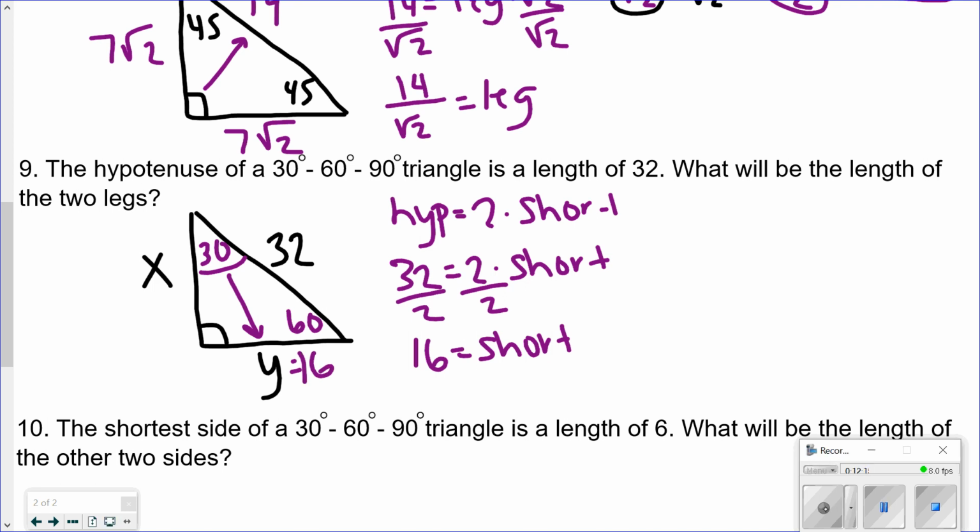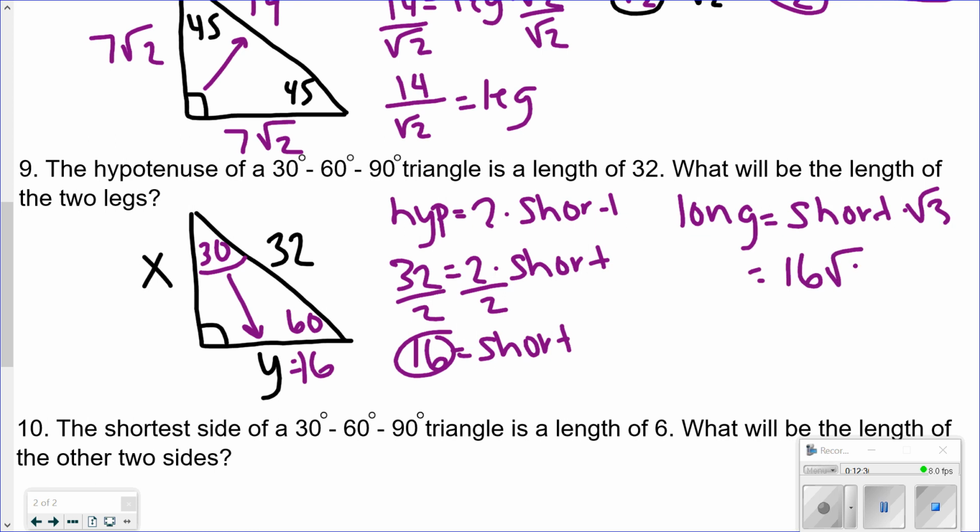Next, I need to figure out what is the length of my long leg, which is x in my diagram. So the long leg is equal to the short leg times radical 3. Well, the short leg we found out was 16. So 16 times radical 3, and I'm done. So x is equal to 16 radical 3.